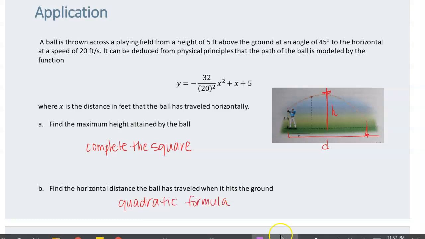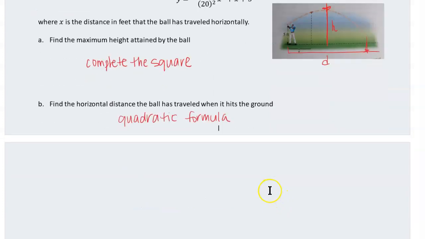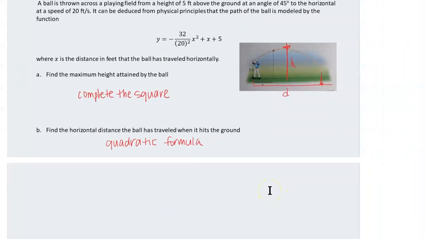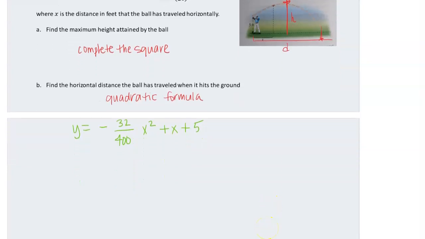So let's look at the first one. This equation is a little bit complicated, but we'll just tackle it one step at a time. I'm going to rewrite the equation here. y equals negative 32 over, let's write that as 400. And I think we can actually simplify that fraction. Grab a calculator. This is a big calculator problem, so you want to grab a calculator if you have one. That we can simplify to 2 over 25.